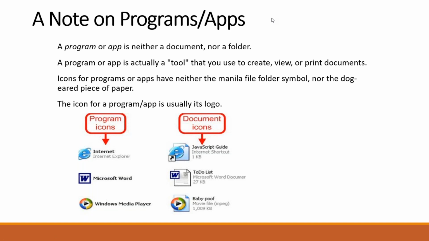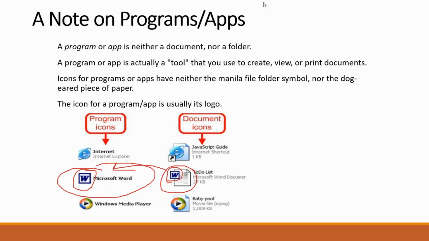So let's look at Microsoft Word here. This would be the icon for the program Microsoft Word. It's just its logo. On the right side, we see an icon with a dog-eared piece of paper. So that means that this is a file. More importantly, we see the Microsoft Word logo layered on top of it, which tells me not only that this is a file, but that this was a document created using Microsoft Word.